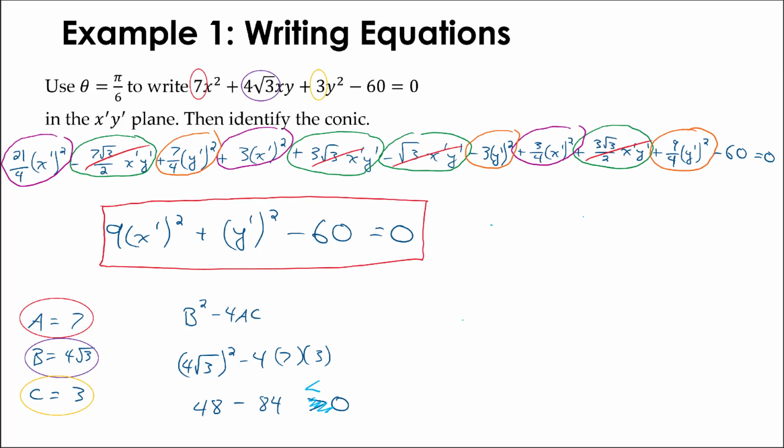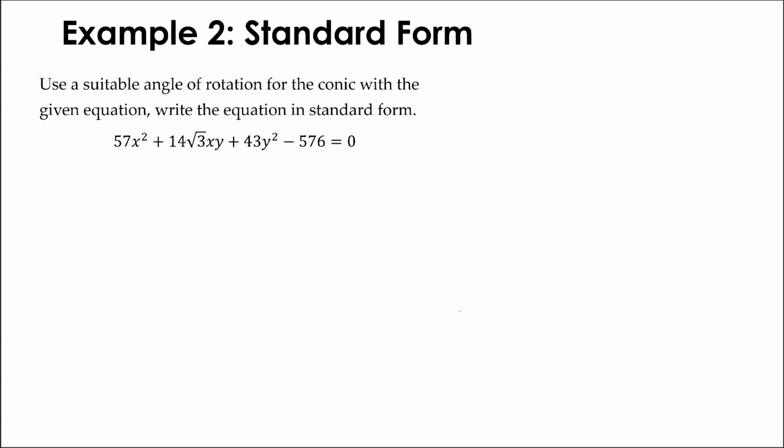And then how do we tell if it is a circle or an ellipse? If B is not equal to 0, or if A does not equal C, then we have an ellipse. If both of those are not true, then we have a circle. But in this case, our B does not equal 0, so we have an ellipse. Okay, let's move on to our second example here.